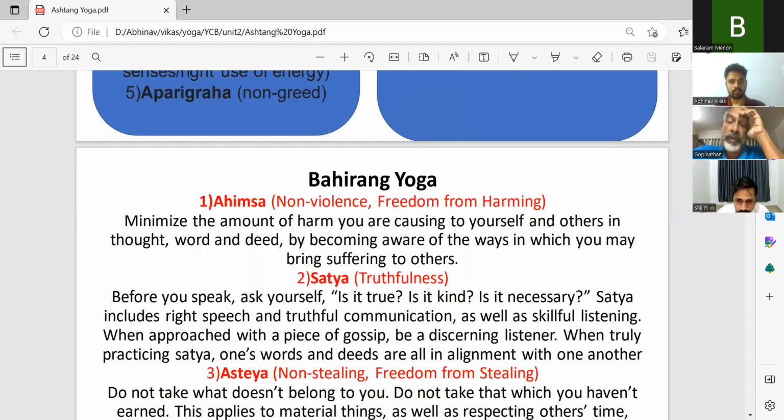Minimize the amount of harm you are causing to yourself and others in thought, word, and deed, by becoming aware of the ways in which you may bring suffering to others. What he's saying is that you have to minimize or avoid causing harm to yourself and others. How can you cause harm to yourself? If you are angry, your mind will be disturbed. You are causing harm to yourself.